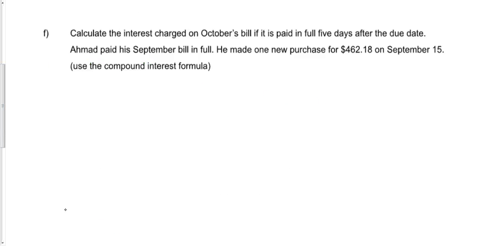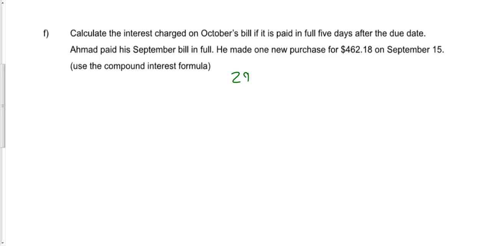Ahmed's gotten himself into a bit of a pickle. He has not paid his credit card debt in full for the month of October within the allotted time, so he's getting charged interest. Now, interest is typically charged from the date of purchase. So let's work back and figure out the math to see how much he's actually going to owe. Calculate the interest charged on October's bill if it's paid 5 full days after the due date. We've already determined at an earlier point that it would have been due on October the 29th, when he would have had to pay to receive no bill.